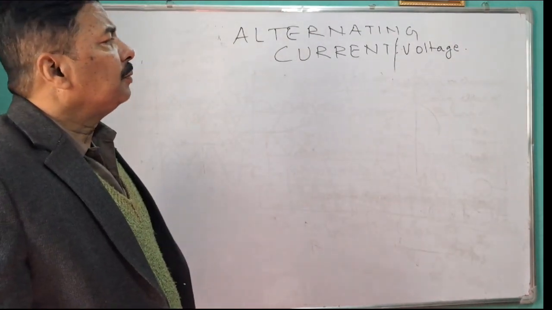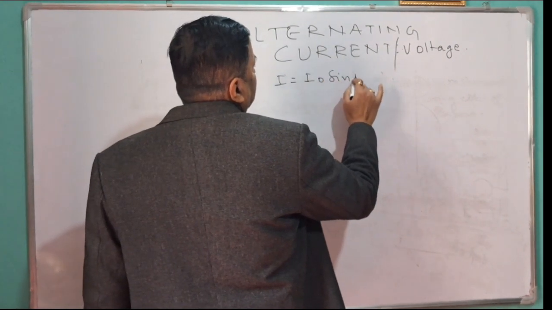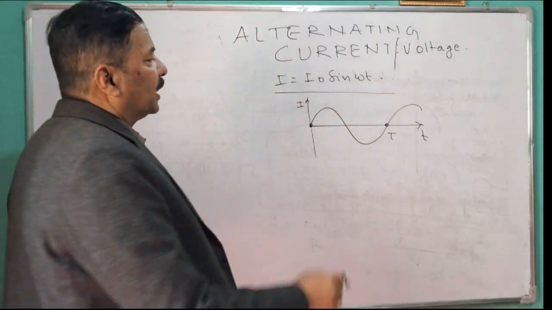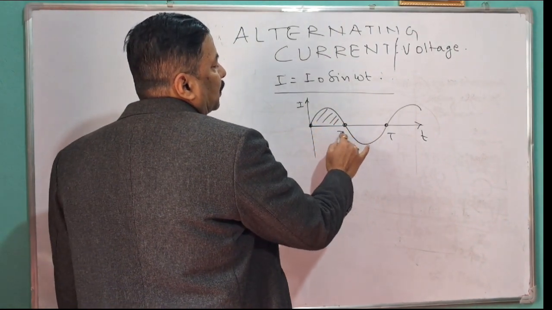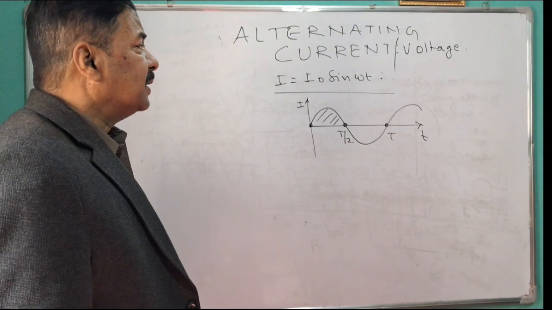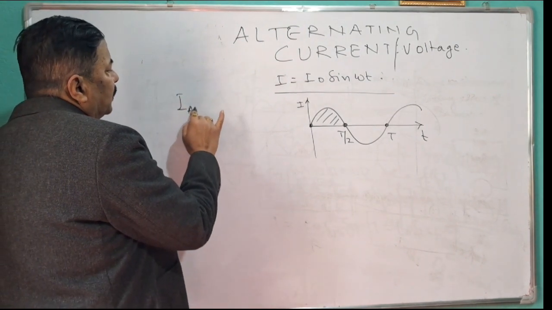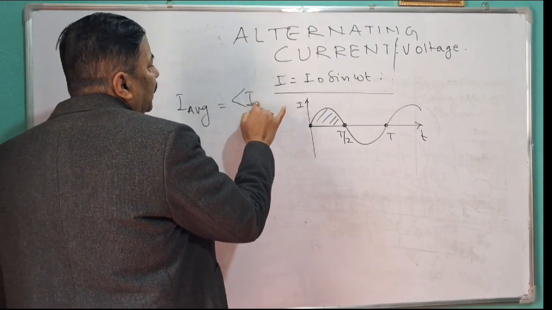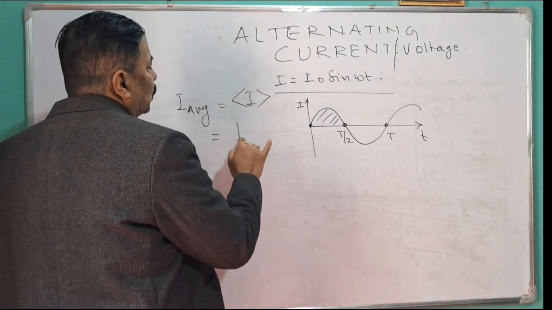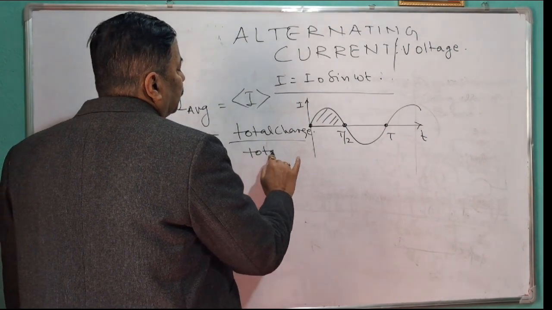Now we will have to prove I average, if I is equal to I naught sine omega t. Suppose this is your AC. I am talking about the average value, that is for this part only. So average is total charge by total time. Average is that only. So if I want to find the average value, I average is written in symbol I in this bracket form. This is your I average, and this I average is total charge flown by total time.